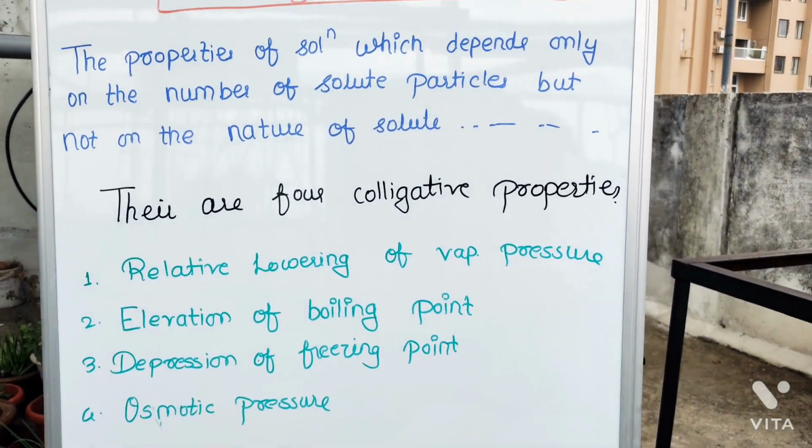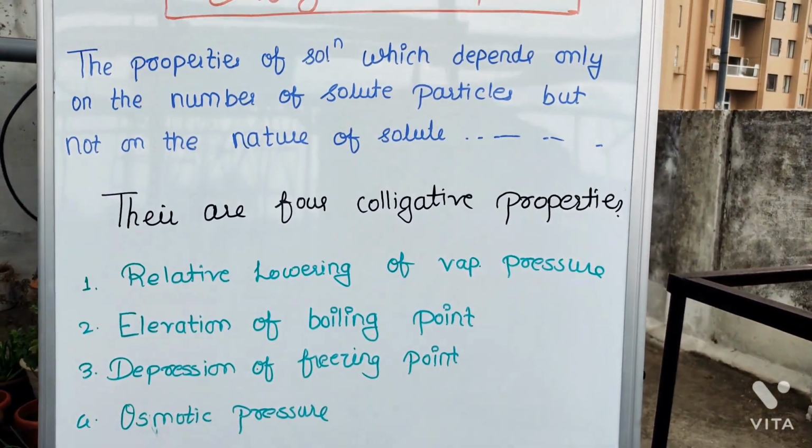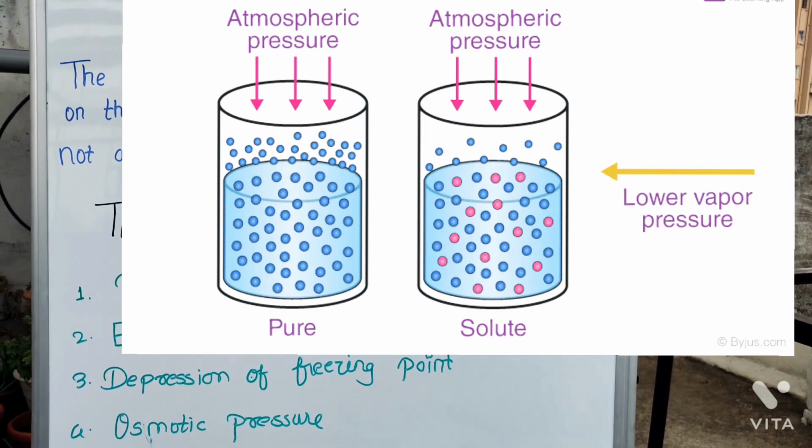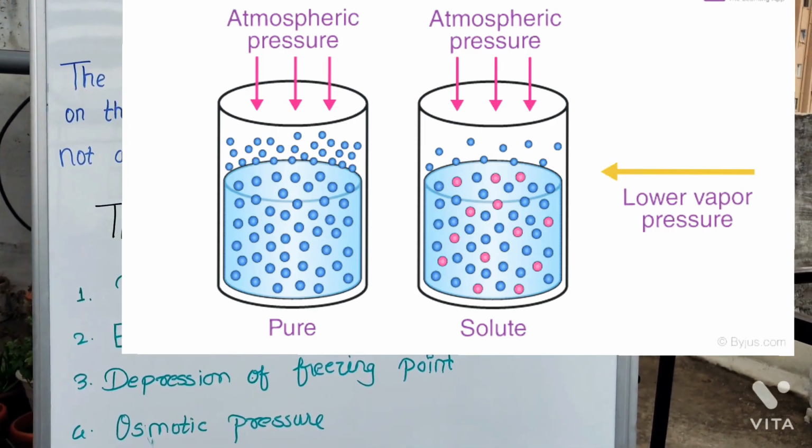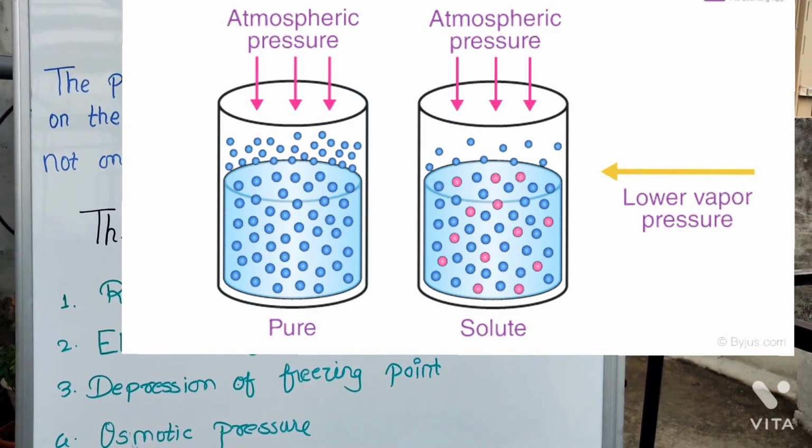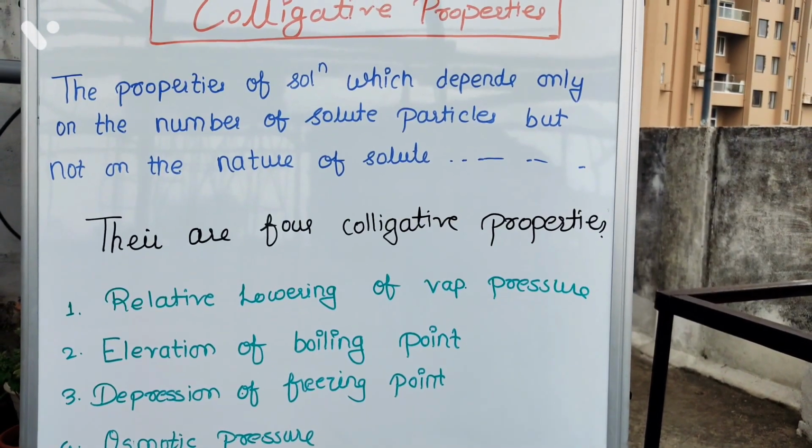So how do colligative properties work? In a closed container, a liquid will evaporate until an equal amount of molecules are returning to the liquid state as are escaping into the gas phase.